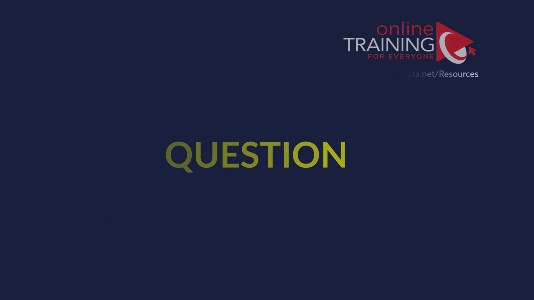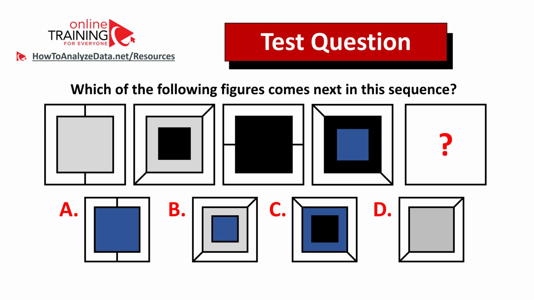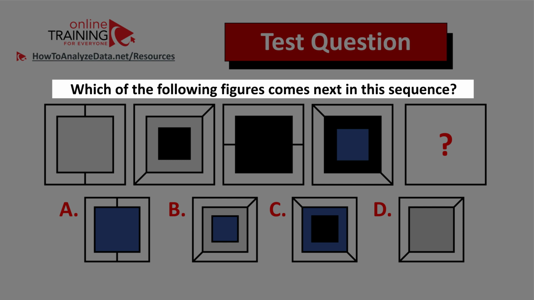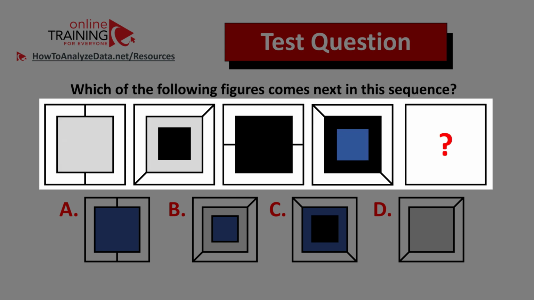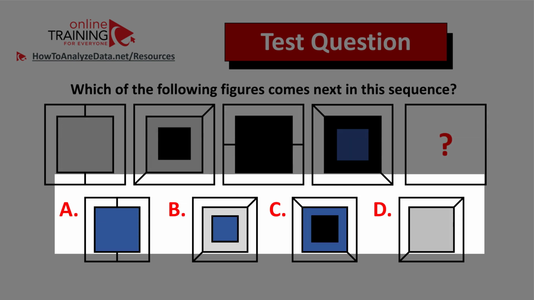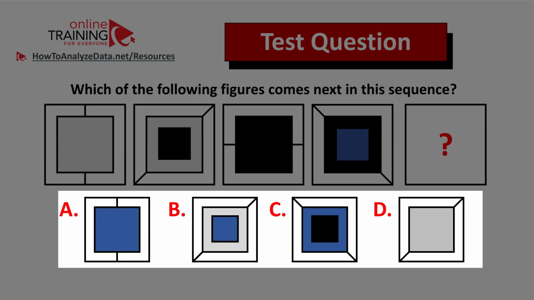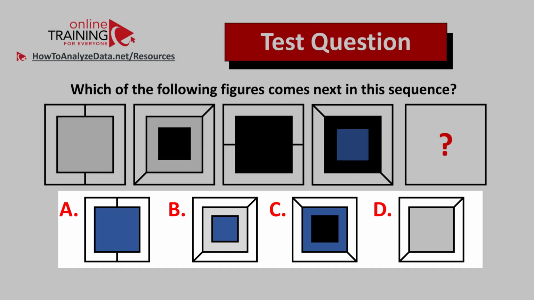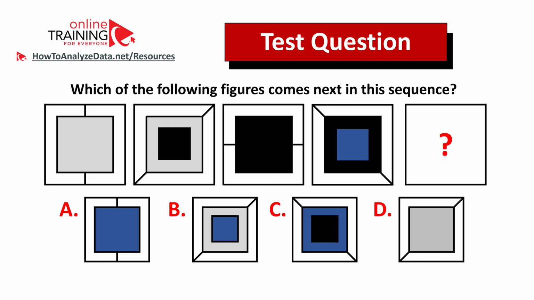Let me share with you a tricky question from the test. I have confidence, though, that you might figure out the answer. Here's the question. Which of the following figures comes next in the sequence? And you're presented with the sequence of 5 figures, and figure number 5 is missing. You have 4 different choices to choose from. Choices A, B, C, and D. Do you see the answer? Give yourself 10 to 15 seconds to see if you can come up with the solution on your own.